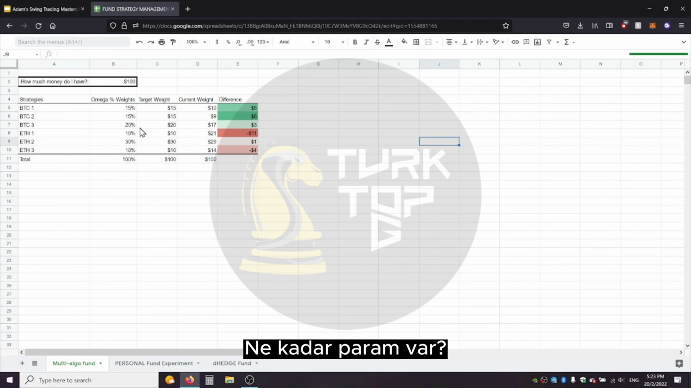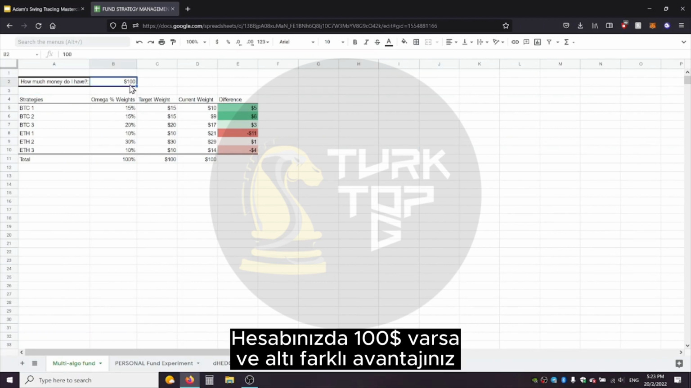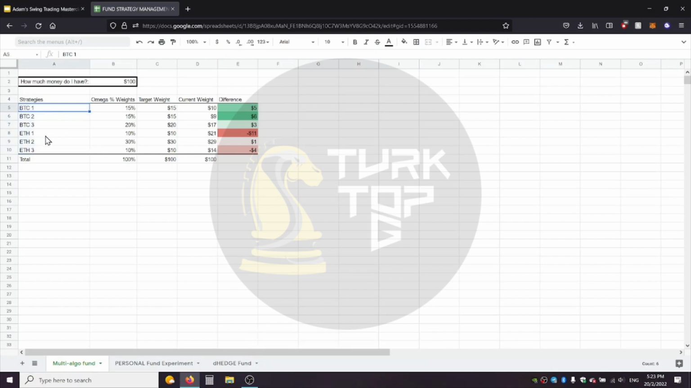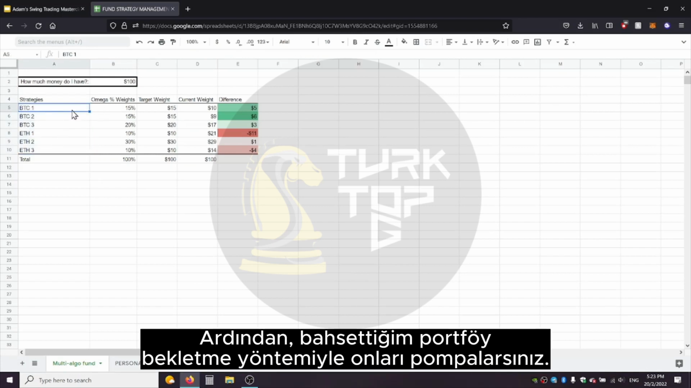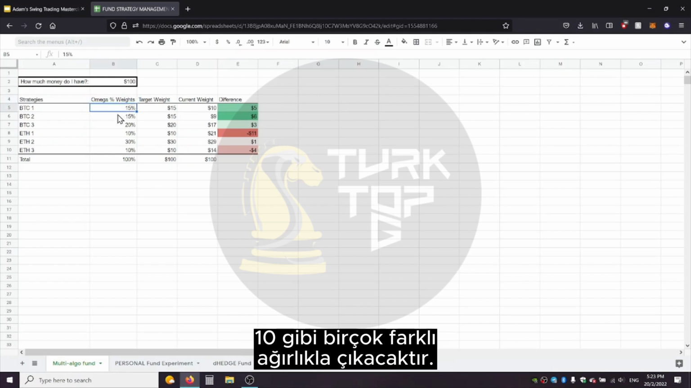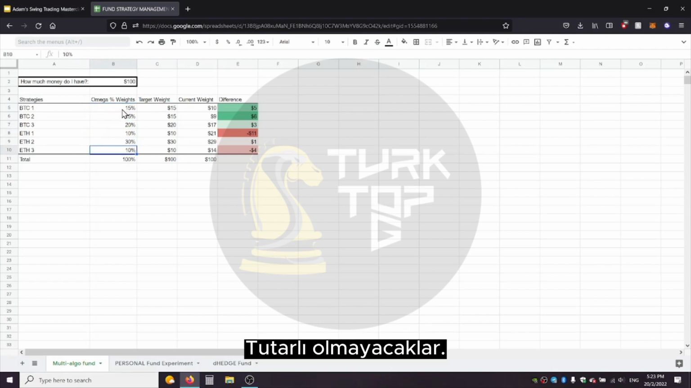How much money do I have? If you have $100 in your account and you've got 6 different edges, so 6 different strategies: Bitcoin strategy 1 to 3, Ethereum strategy 1 to 3, and you pump them through the portfolio weighting method that I mentioned, and you did all your research and you're diligent, it'll probably come out with lots of different weights like 15, 15, 20, 10, 30, 10. They're not going to be consistent.